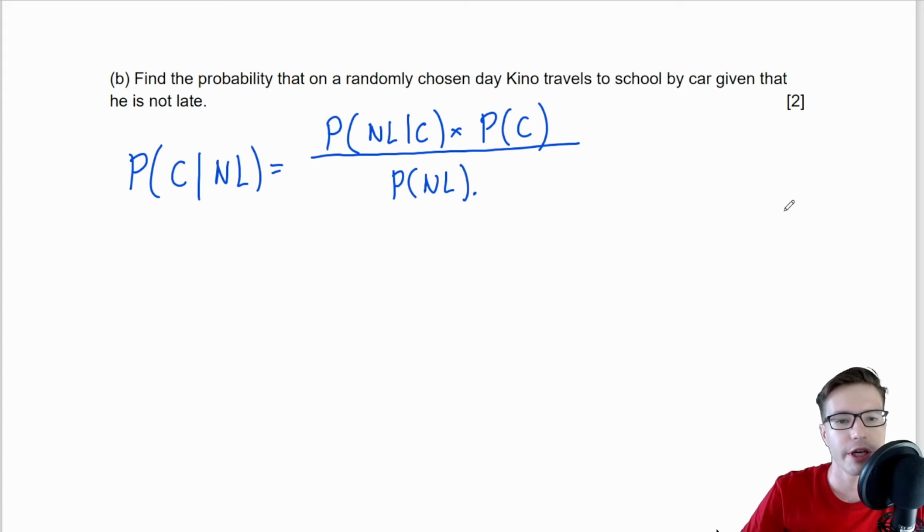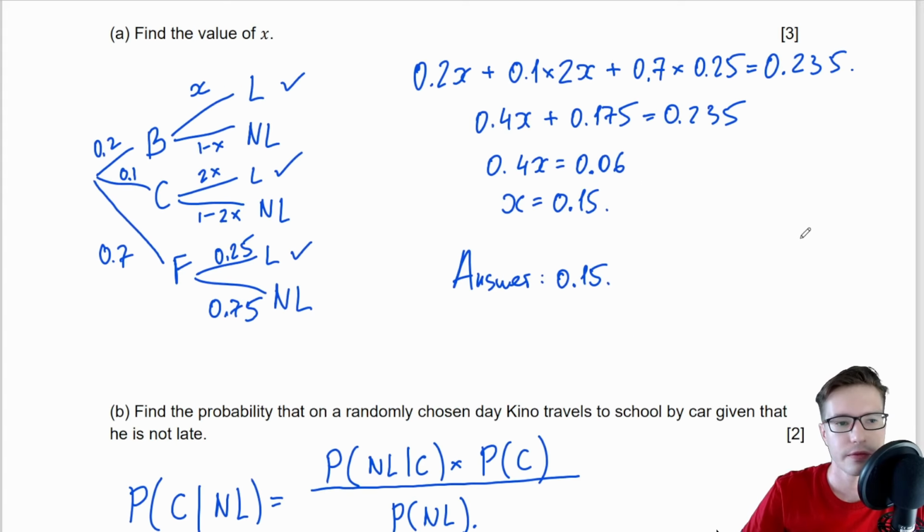So now let's have a look at our tree diagram. And now we know that x equals 0.15. Let's fill out the probabilities. So 1 minus x is going to be 0.85. 2x would be 0.3. That is 0.7. And the rest is already there.